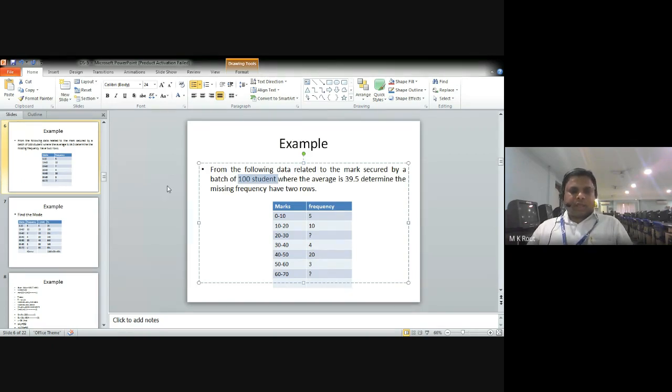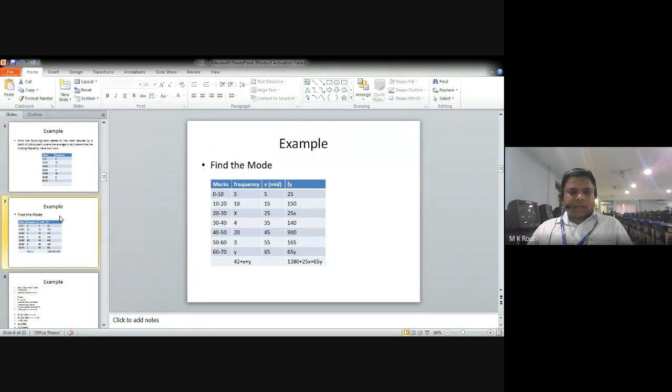So what do you do? In this case, if you go to the next slide here, the marks are given, that is 0 to 10, 10 to 20, 20 to 30, 30 to 40, 40 to 50, 50 to 60, and 60 to 70. Here, these data are in continuous form. So for this continuous series of data, you need to find the mid value. That is 5, 15, 25, 35, 45, 55, and the last one is 65.